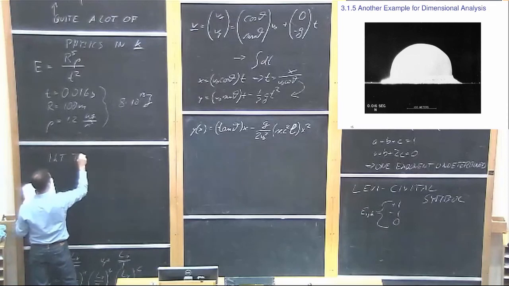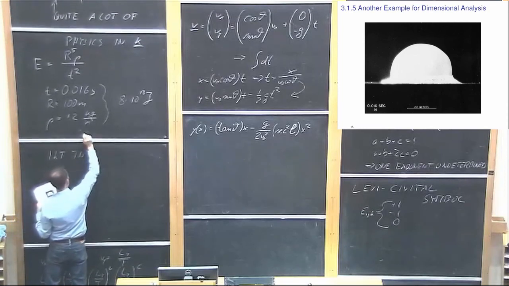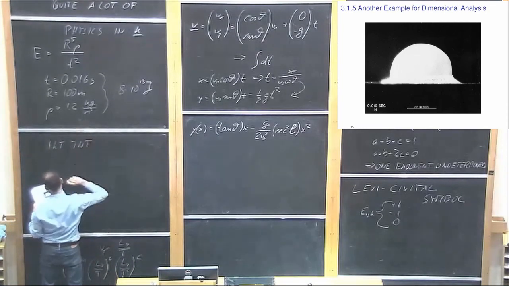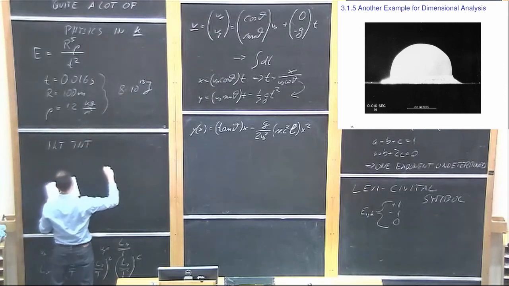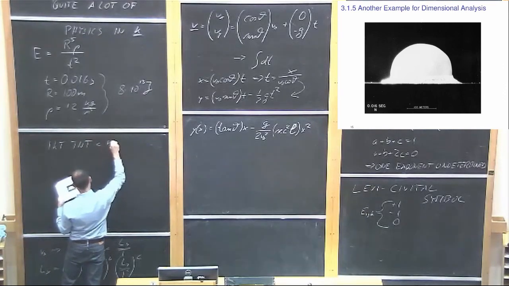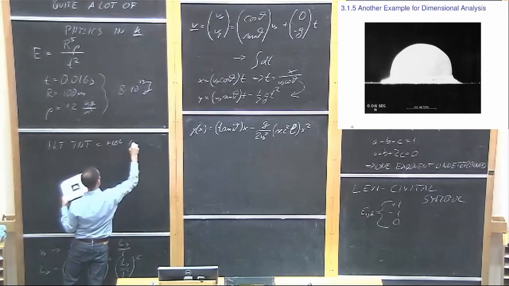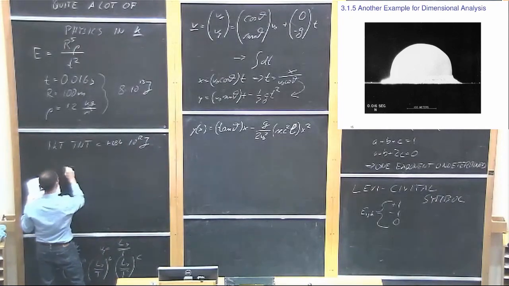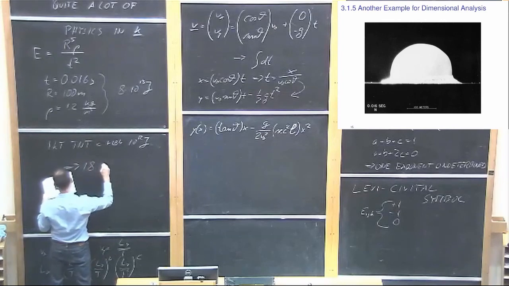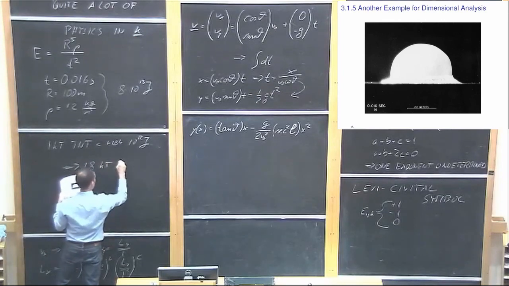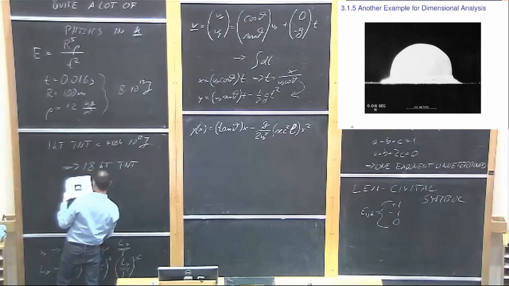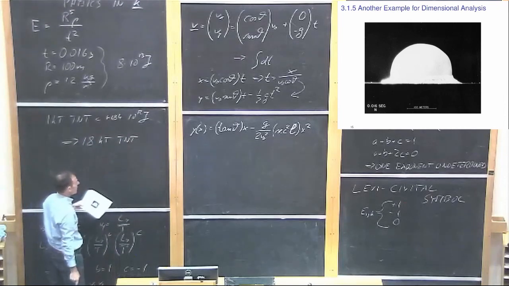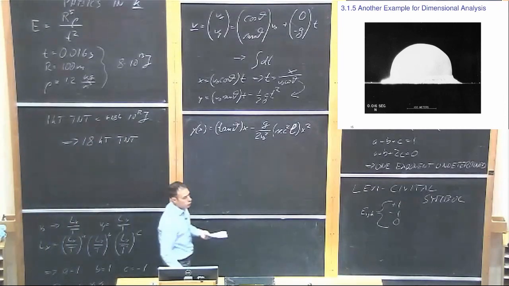1 kiloton of TNT, that's the unit in which the explosive yield is usually given, is 4.184 times 10 to the 12 joule. So that ends up at around 18 kiloton TNT. And the actual yield is estimated between 18 and 22.